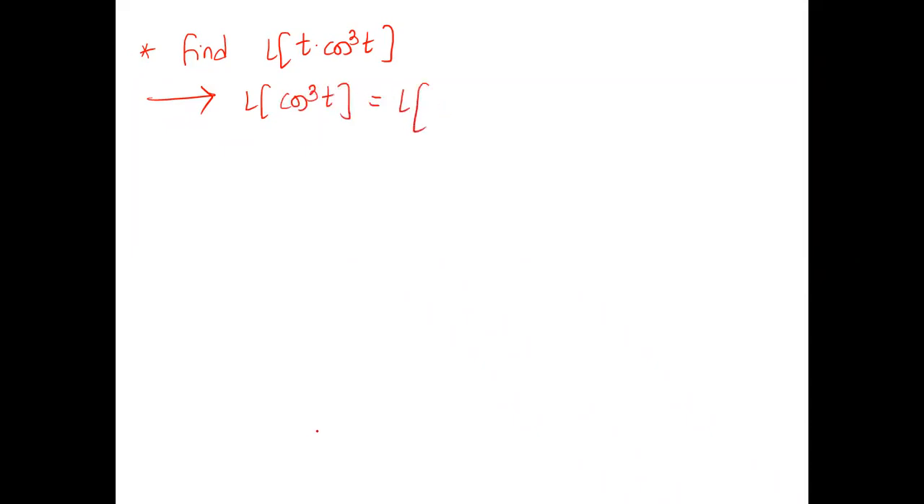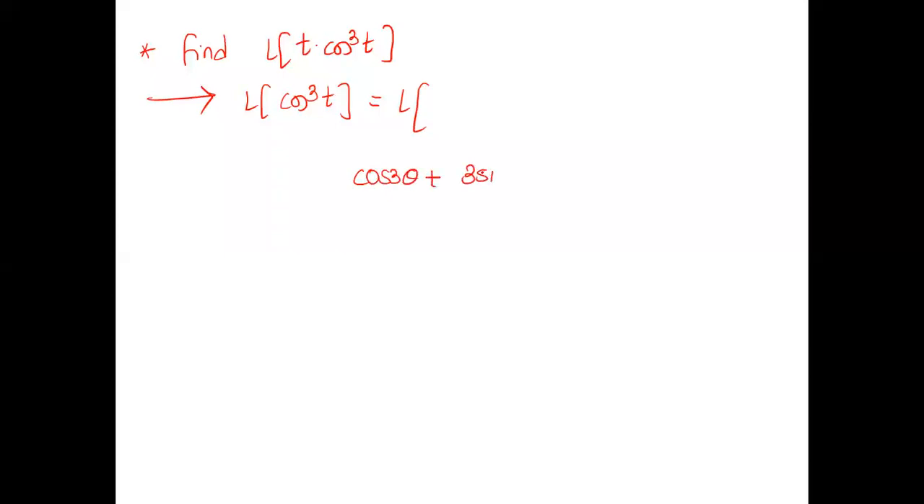Next question. Find Laplace of t into cos cube t. What will we consider first? Laplace of cos cube t. Cos cube t, correct. And on that, we can use multiplication by t. So you will consider Laplace of cos cube of t. But we don't have cos cube directly. So we have a formula for cos cube theta. What is that? Cos 3 theta plus 3 cos theta upon 4.